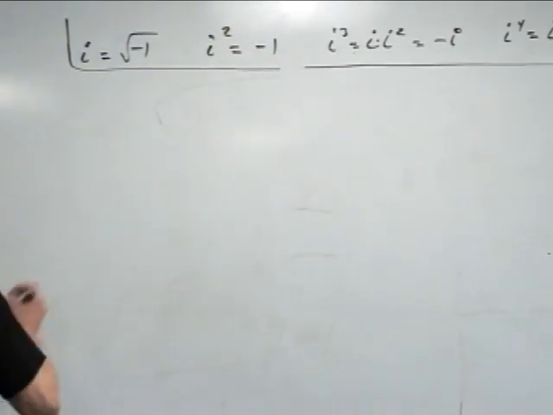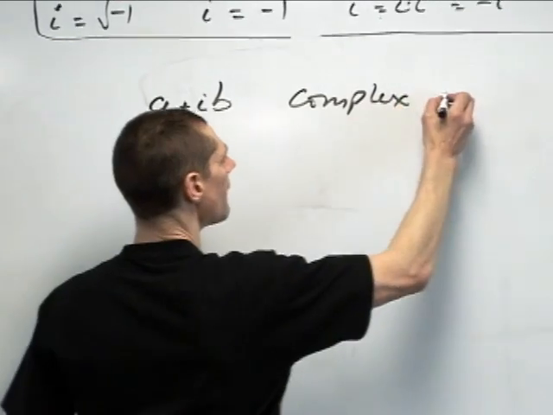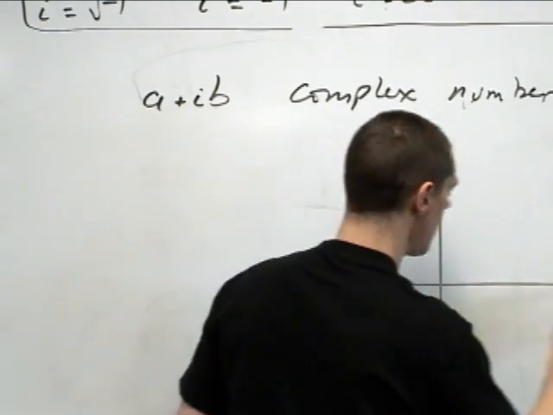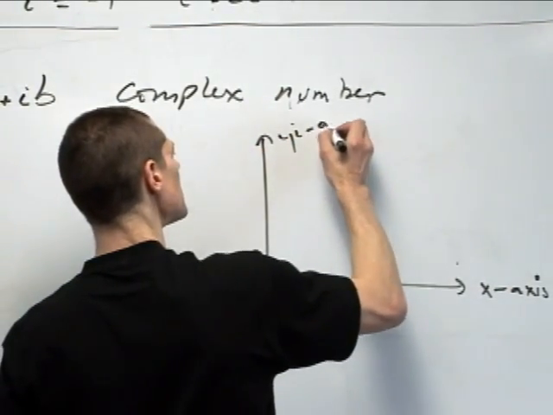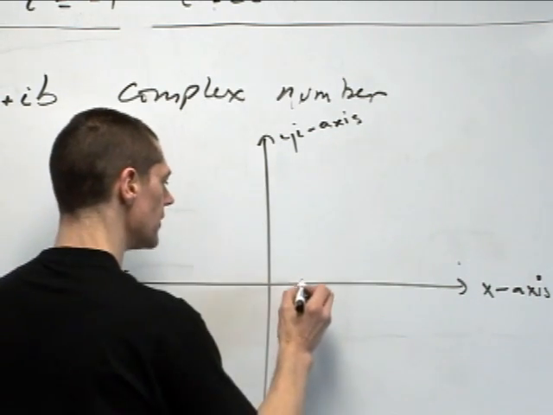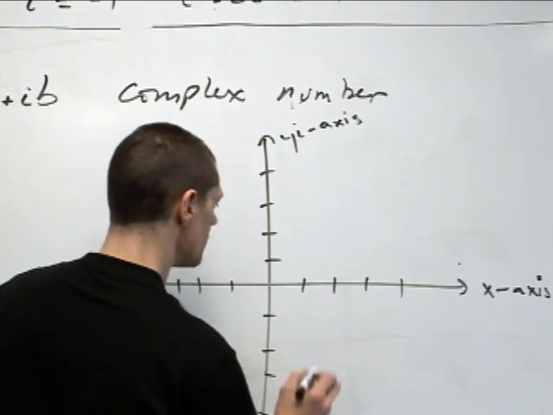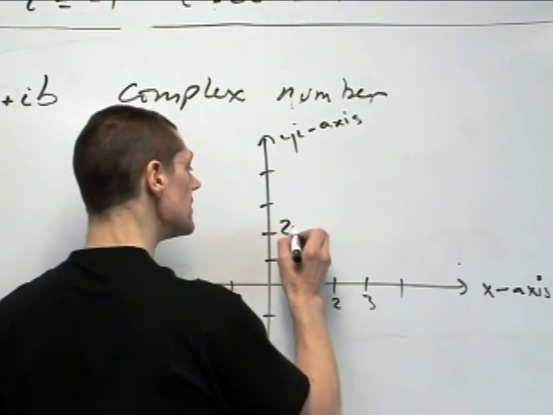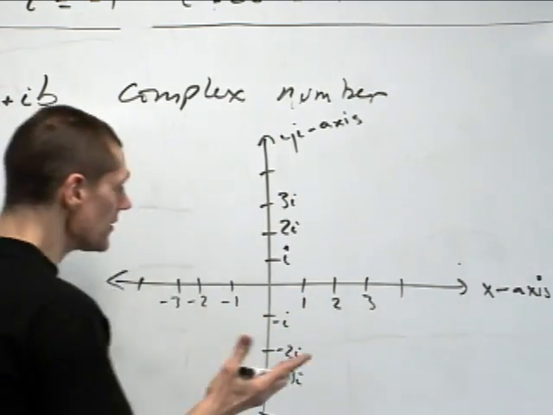But let me remind you of notation and how this looks. So if we have a plus bi, this is a complex number. And here's the complex plane. We call the x-axis the real axis. And we call this the y, or imaginary, axis. And let me draw it up a little bit. 1, 2, 3, 4. 1, 2, 3, 4. These are our regular real numbers. -1, -2, -3. This is i. This is 2i. This is 3i. Keeps climbing up. This is -i, -2i, -3i. So this is already pretty similar.